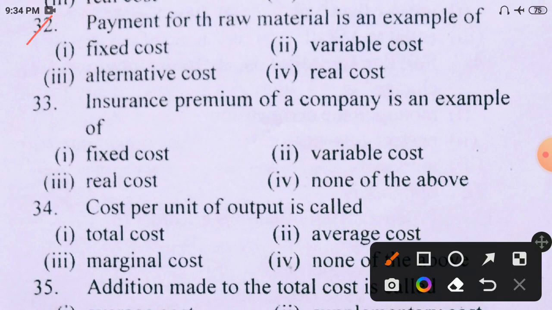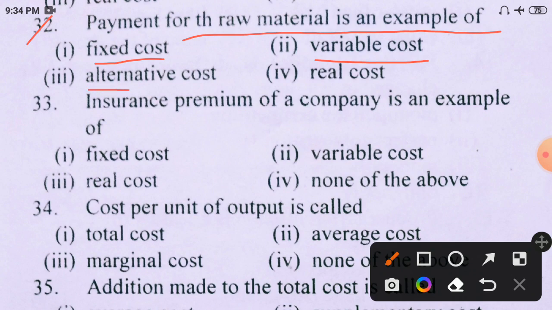Next, number 32. Payment for the raw material is an example of (i) fixed cost, (ii) variable cost, (iii) alternative cost, (iv) real cost. Payment for the raw material is... the answer is (ii) variable cost.